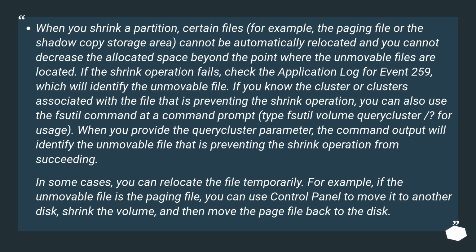If you know the cluster or clusters associated with the file that is preventing the shrink operation, you can also use the fsutil command. At a command prompt, type fsutil volume querycluster. For usage: when you provide the querycluster parameter, the command output will identify the unmovable file that is preventing the shrink operation from succeeding. In some cases, you can relocate the file temporarily. For example, if the unmovable file is the paging file, you can use Control Panel to move it to another disk, shrink the volume, and then move the page file back to the disk.